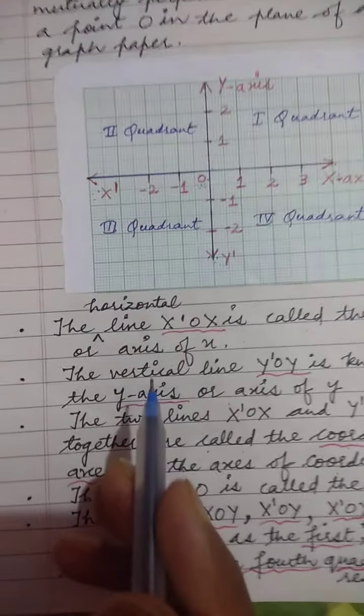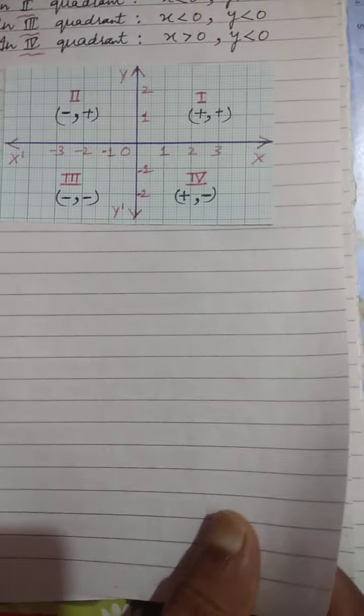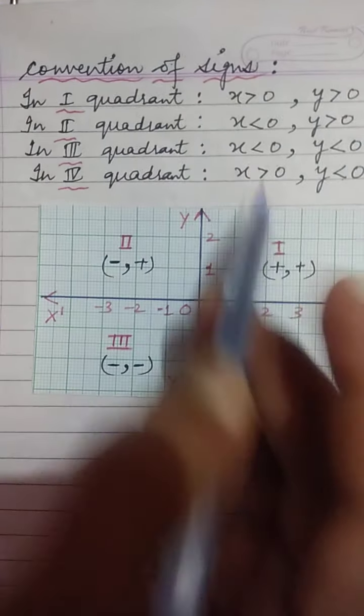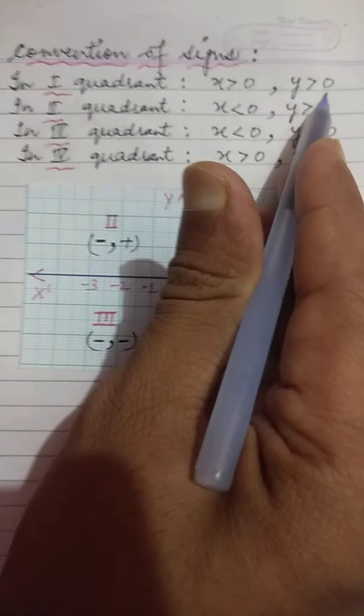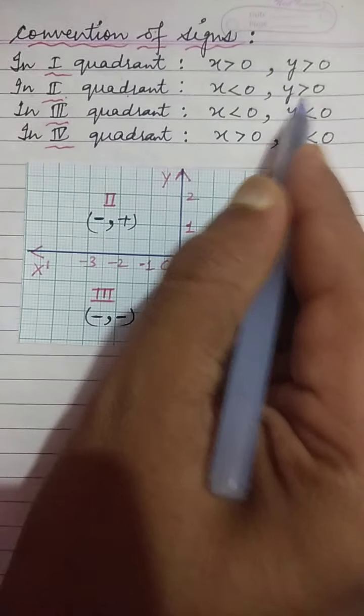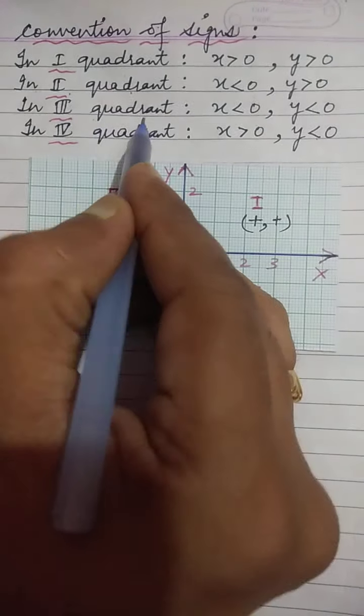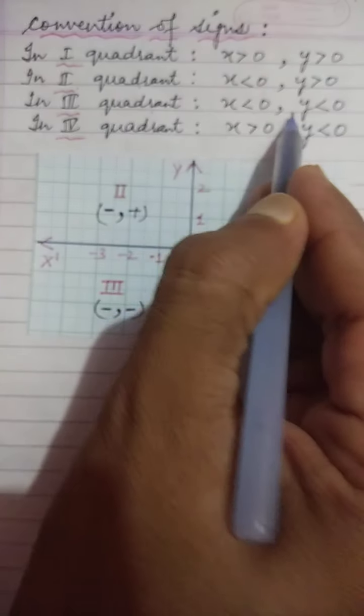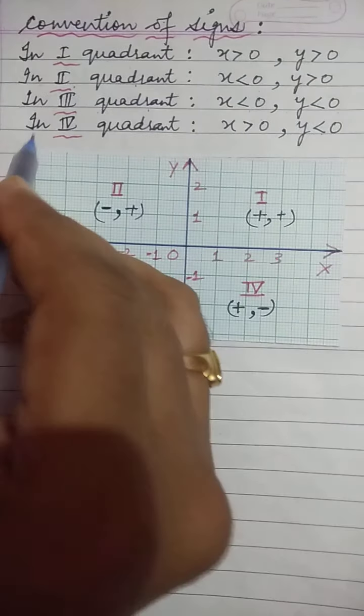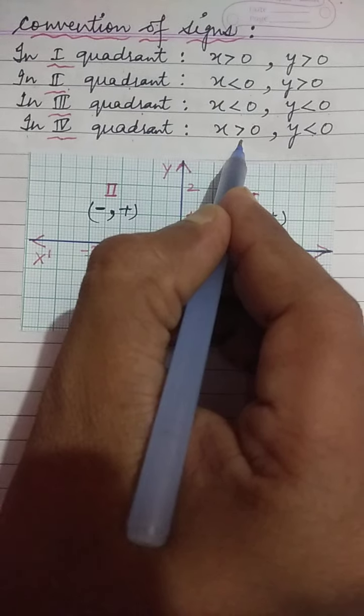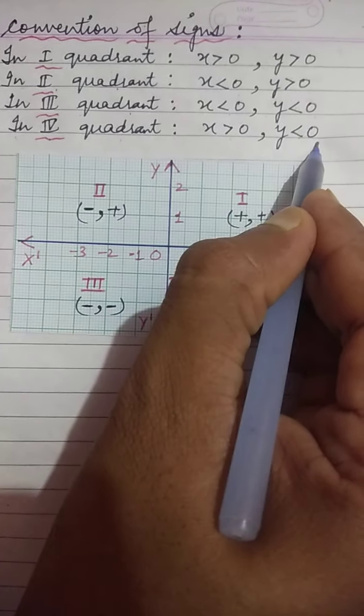Now we move further to know what the signs are in these four quadrants. So we will learn about the convention of signs. In the first quadrant, x is greater than 0 and y is greater than 0. In the second quadrant, x is less than 0 and y is greater than 0. In the third quadrant, x is less than 0 and y is also less than 0. And in the fourth quadrant, x is greater than 0 and y is less than 0.